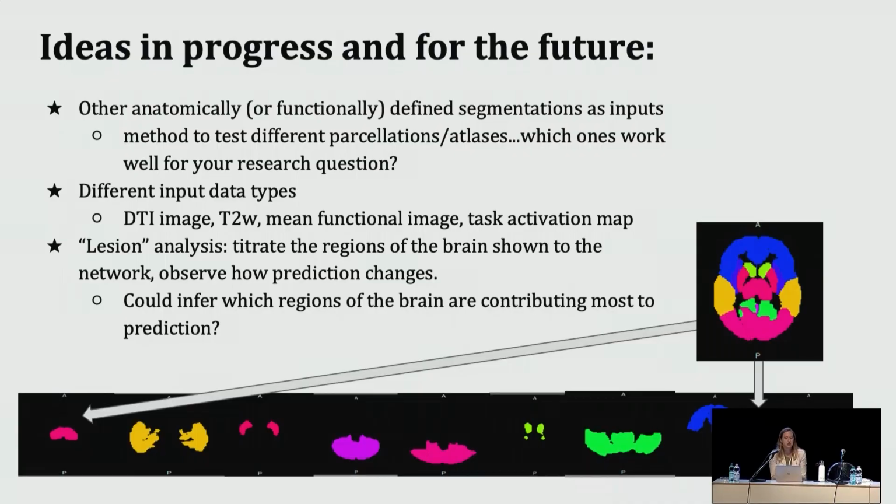And again, I mentioned that there could be different data input types. So this model is currently set up to work with a 3D volume, so it can't handle a functional time series, but it could handle something like a mean functional resting state image, or a subject's task activation map, or some kind of DTI summary image. So I think all of these would be really cool ideas to try out.